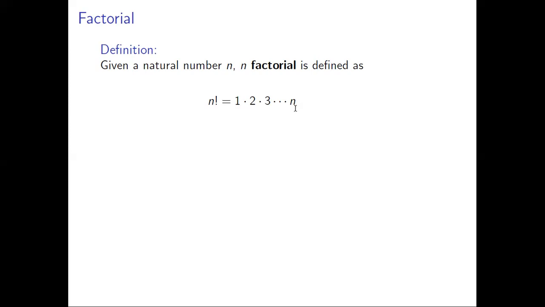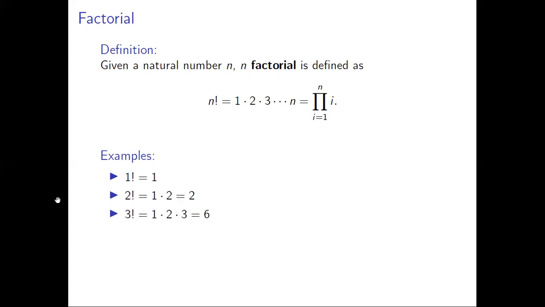We now know another way of expressing this, right? We can use product notation. So this is the product from i equals 1 through n of i. So it's 1 times 2 times 3 all the way through times n. Some examples for factorial: 1 factorial is 1, 2 factorial is 1 times 2, 3 factorial is 1 times 2 times 3, which is 6. 4 factorial is 1 times 2 times 3 times 4, which is 24.